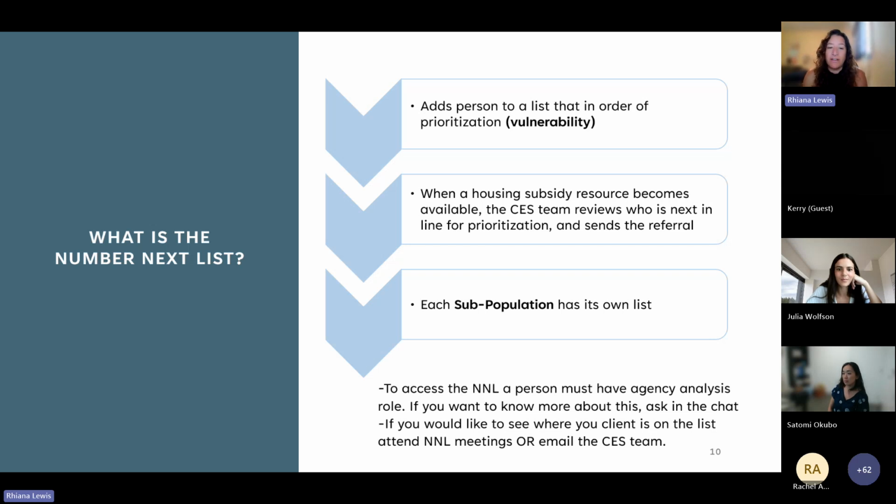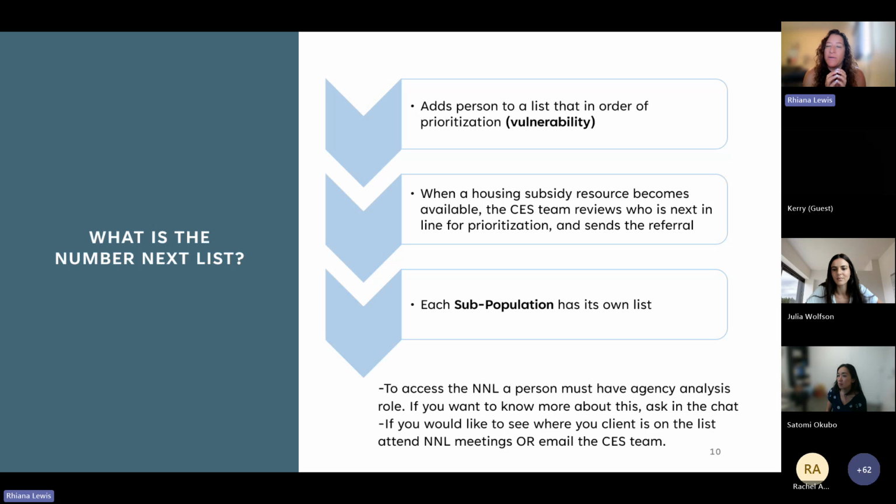To note about the number next list, to access the number next list yourself, a person must have agency analysis role. And if you want to know more about this and you want to access that role, you can go ahead and ask in the chat and we can support with that. If you would like to see where your client is on the list, you can attend number next list meetings or email our CES team. So I just want to note, we're going to be dropping a document that has all of our different varying meetings, including the number next list meetings. It's very important for you to know where your client is on that number next list.